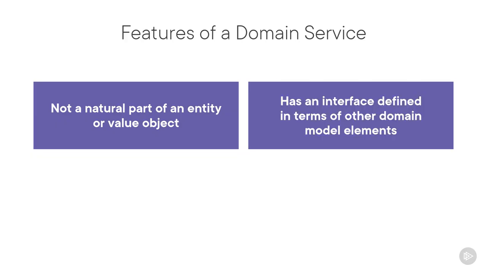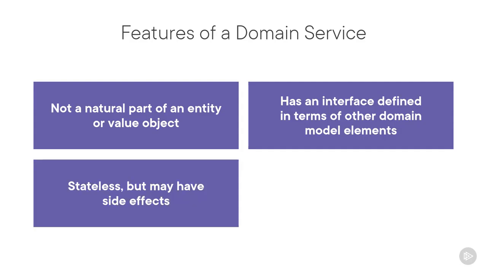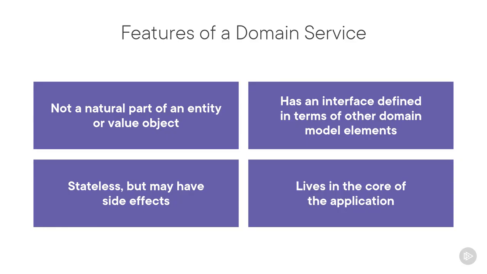Services should also have a defined interface that's comprised of domain model elements. And finally, domain services should be stateless, though they may have side effects. What this means is we should always be able to simply create a new instance of a service to perform an operation, rather than having to rely on any previous history that might have occurred within a particular service instance. But of course, the result of calling a method on a service might result in changes to the state of the system itself. These rules apply specifically to domain services, which belong in the core of our application.